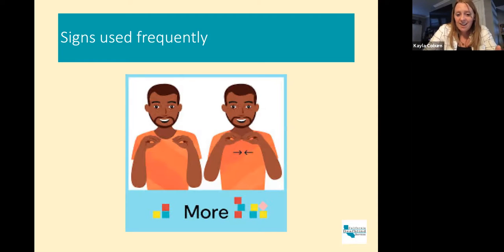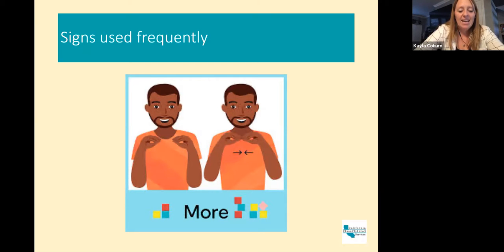Once you feel like you've done that enough, you go to the next step, which is more indirect prompting, where it's like, "Oh, do you want more? What do we say? Or what do we sign?" And then again, wait those 10 seconds because it might take them some time to formulate all that's going on in their head. So give them time to respond. And the second they sign more, respond with positive praise and give them the positive reinforcement back.